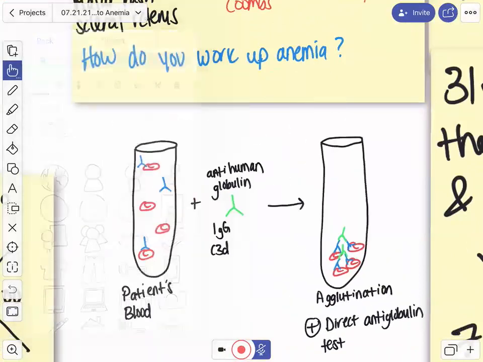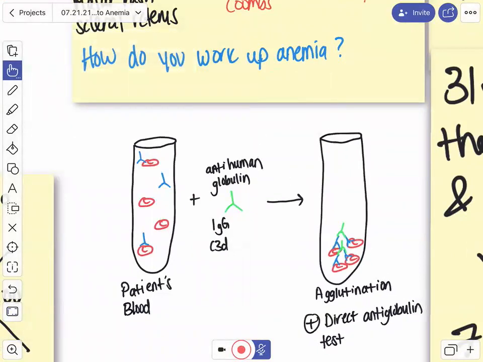Ben described it perfectly. So when they're doing a Coombs test, what they do is they take the patient's blood. If they have an antibody against their red blood cells, which is visualized in blue, it might be present in the serum and attached to the blood. They then mix it with an anti-human globulin that I've marked in green. These are usually anti-IgG or C3d antibodies.